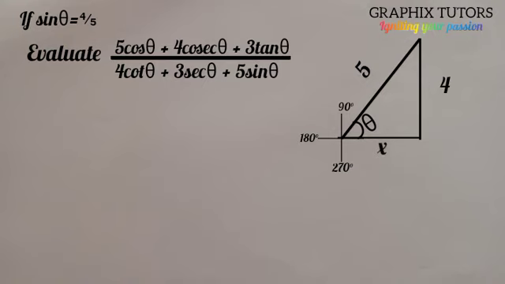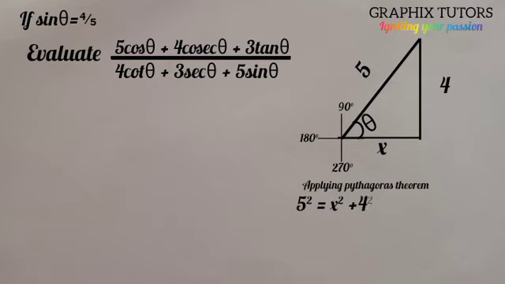Now in finding the adjacent here, we are going to apply Pythagoras theorem. The Pythagoras theorem is telling me that the longest side squared, which is the hypotenuse squared, is equal to the adjacent squared, which is the x, plus the opposite squared, which is 4 squared. That is just the law of Pythagoras.